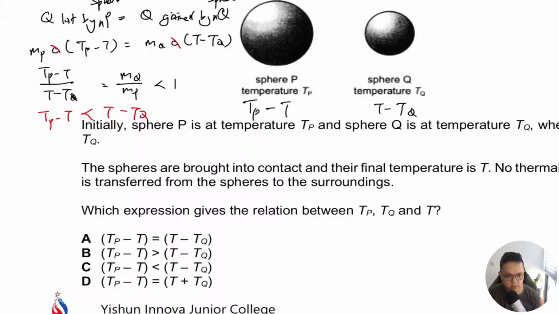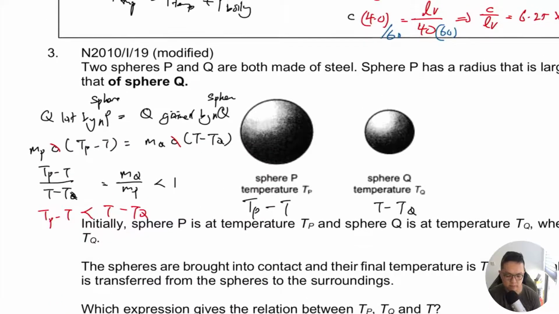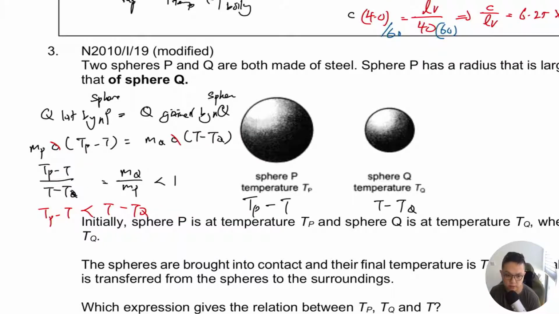Am I correct? Yeah, it's correct. If you want to, you can further break up this MQ and MP in terms of the radius. But since both of them are the same shape and it's just down to radius, you can basically know that P will have a larger mass. Okay, so that's question 3.